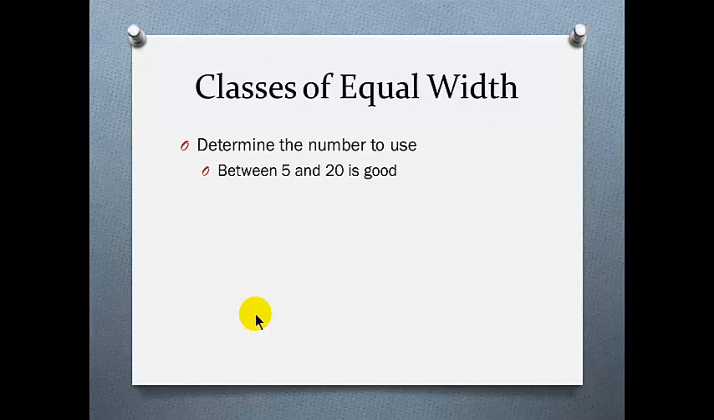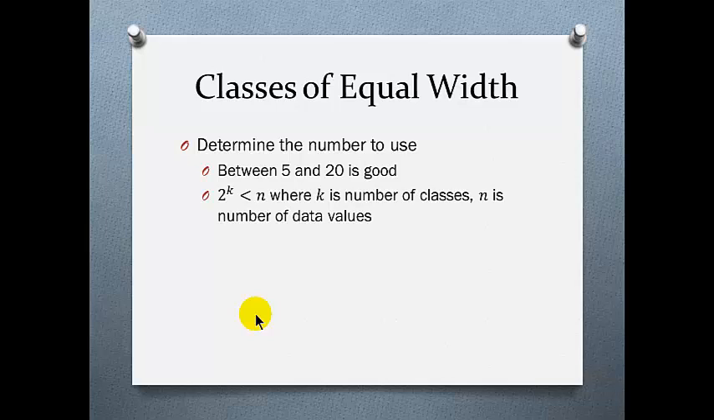So one method that's kind of out there is you look at this expression, 2 to some exponent. You want it to be less than the number of data values. So in our case, we've got 50 data values. So we want 2 to some exponent to be less than 50. And you can kind of just guess.